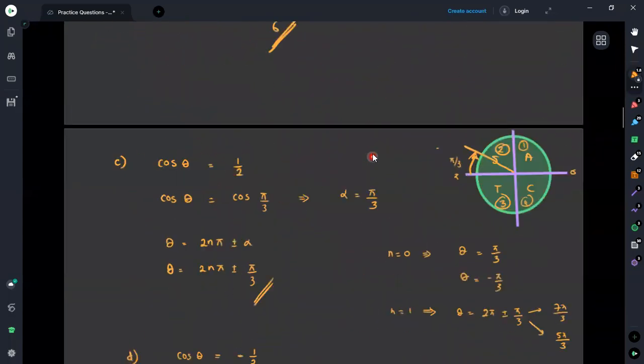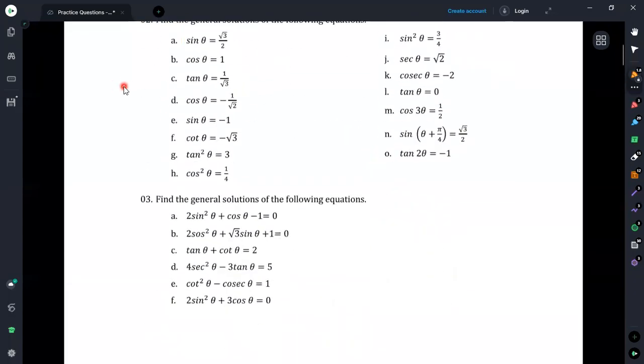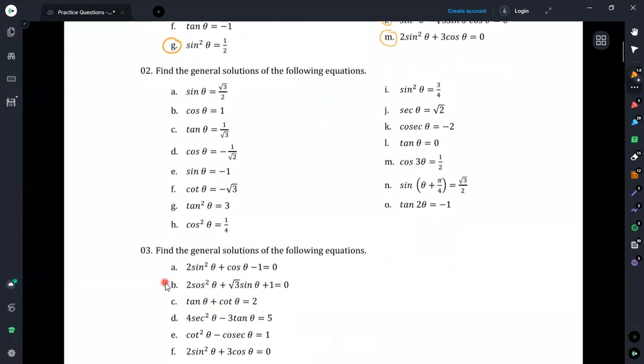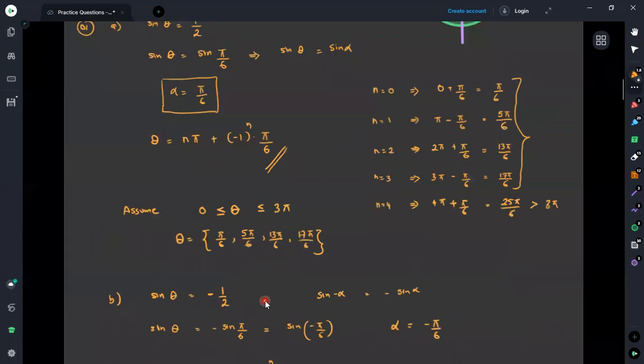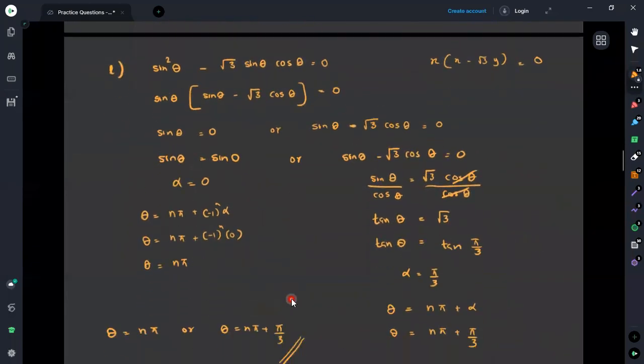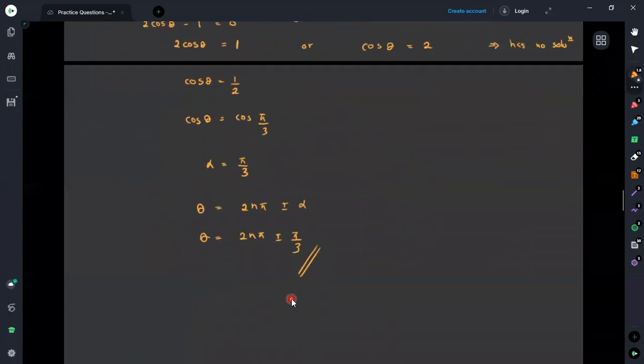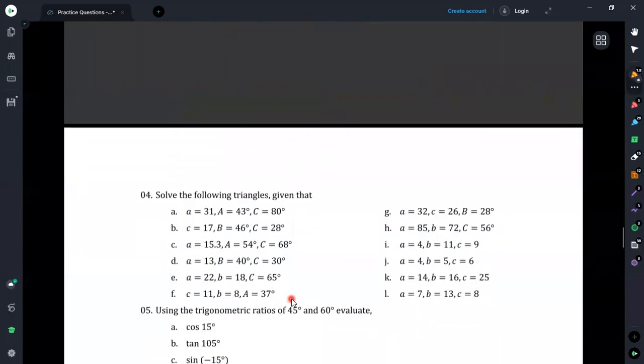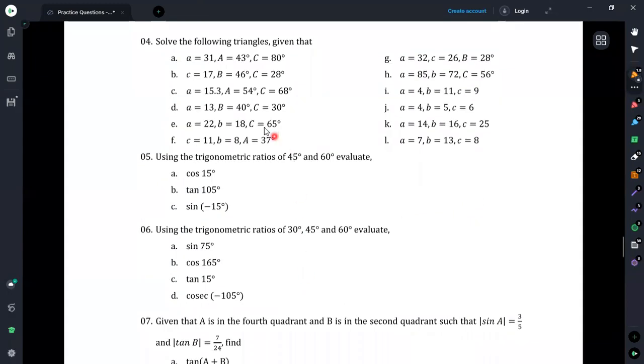Similar types of questions are included in the second and the third part as well, and you can try those questions by yourselves. Then I will move to the discussion of finding the angles or solving the triangles.